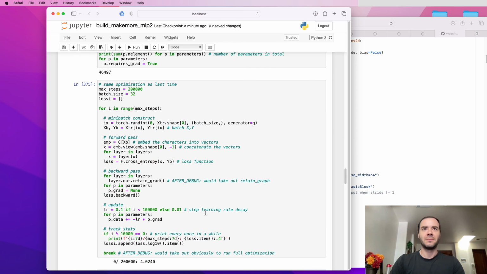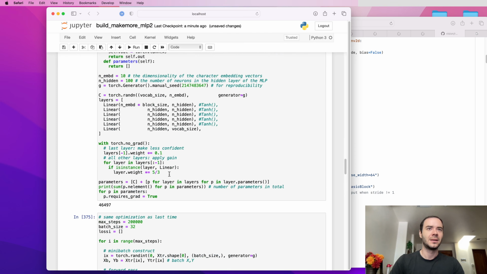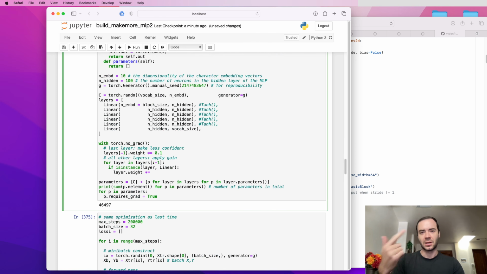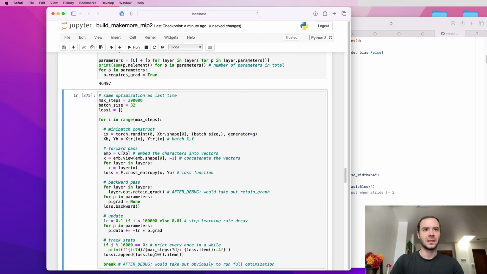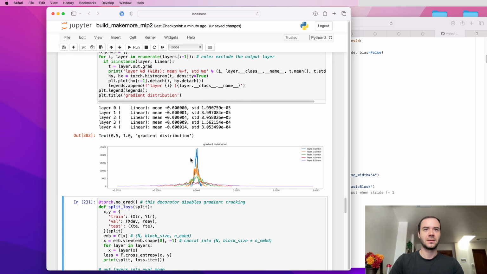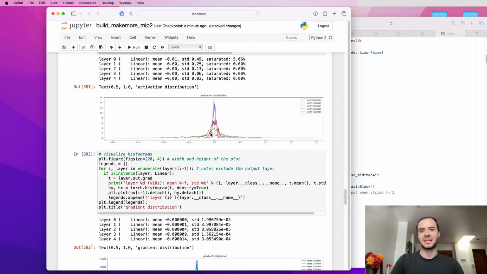So that's why before batch normalization, this was incredibly tricky to set. In particular, if this is too large of a gain, this happens, and if it's too little of a gain, then this happens. So the opposite of that basically happens.